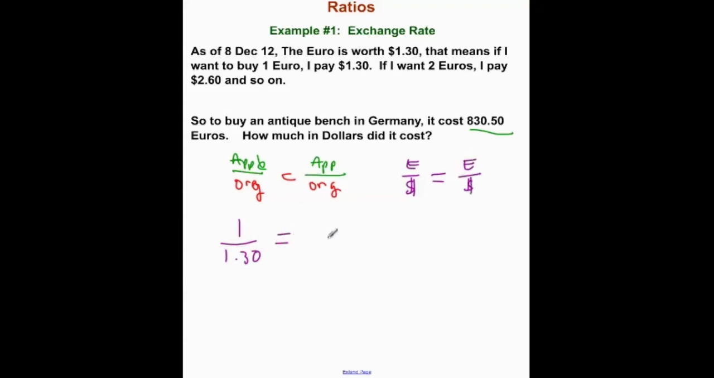And that is equal to, let's see, what did I pay for the bench? 830.5 euros. That's my euros. And since I don't know what's on the bottom, I just do x. Now I cross multiply. x is equal to 1.30 times 830.5. And I solve that ratio. Now, I already did it because I wasn't going to do this in my head. And it comes out to be that I paid $1,079.65 for that bench. All right.